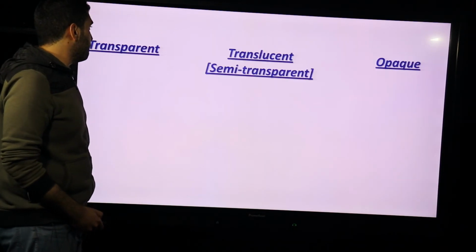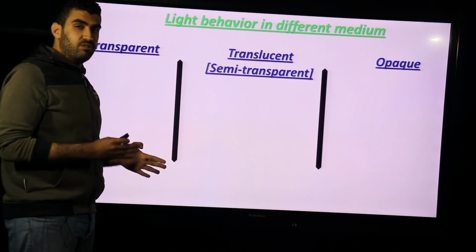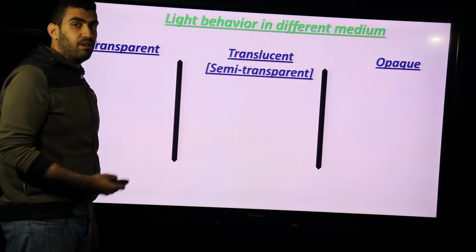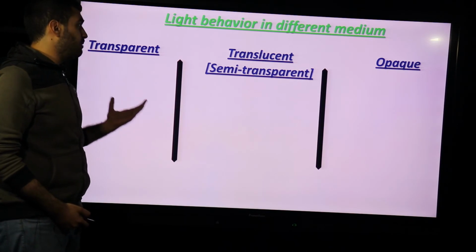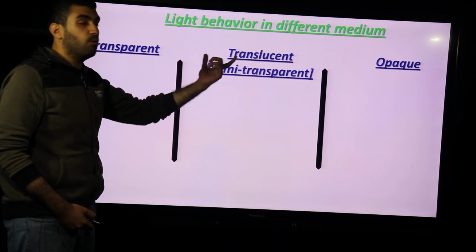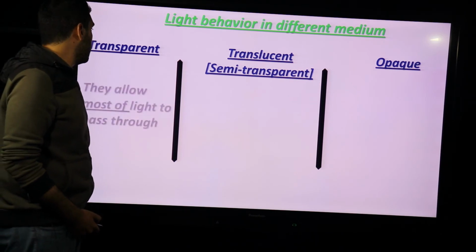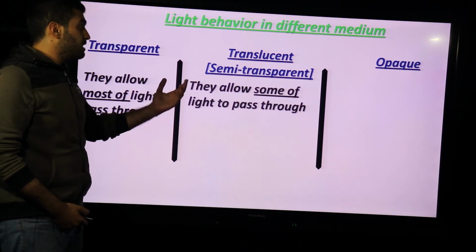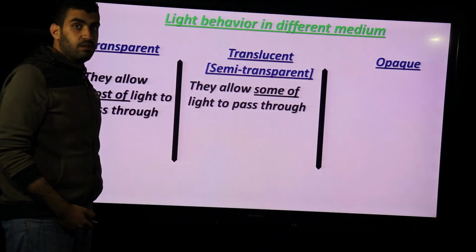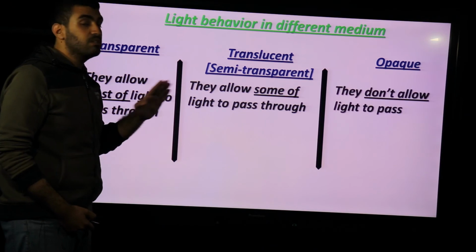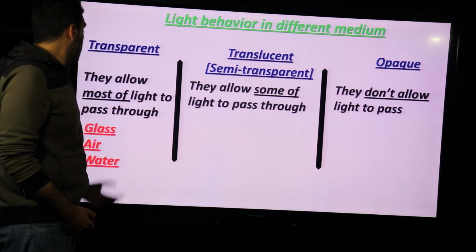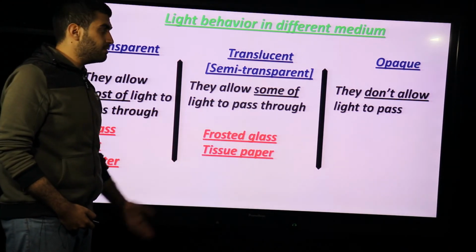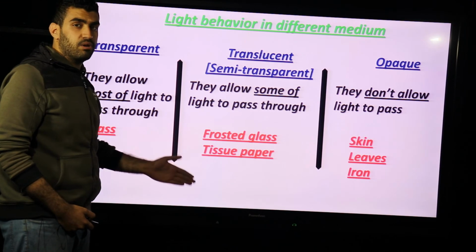We have three types of media according to the transparency of the medium, or the transmission of light through them. We have transparent, translucent or semi-transparent, and opaque media, as we studied in Prime 5. Transparent media allow most of the light to pass through them, like glass, air, water. Semi-transparent media allow some of the light to pass through them, like frosted glass, tissue paper, or flint glass. Opaque media don't allow light to pass, like skin, leaves, iron, copper, wood, whatever.